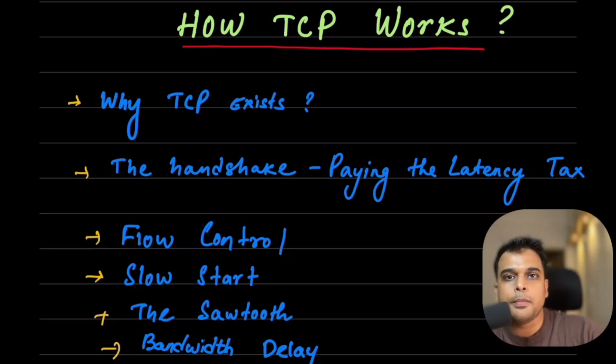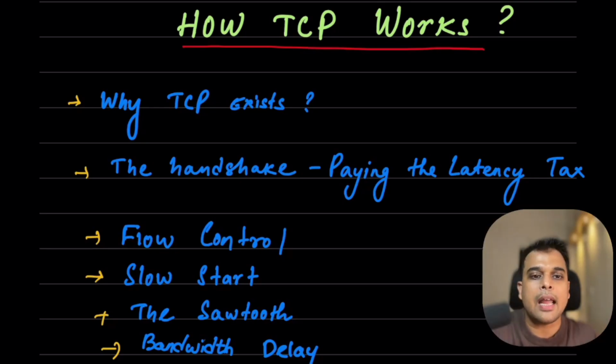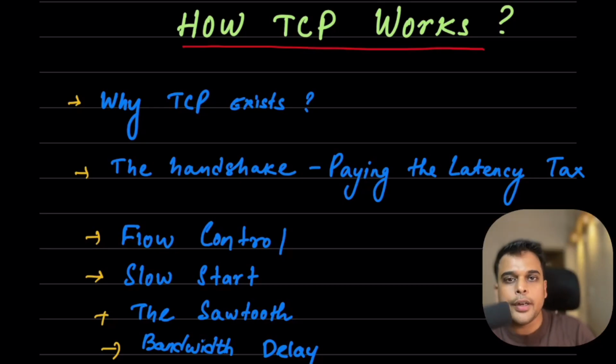The answer is a protocol in the internet, which we call TCP. TCP does something remarkable. It takes an unreliable network and turns it into a reliable communication stream. In this video, I want to show you how exactly it is being done.